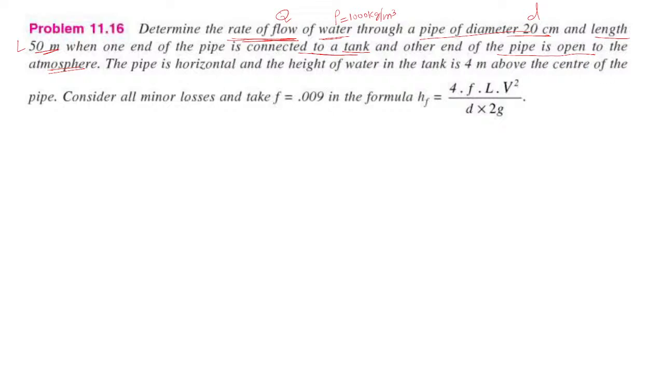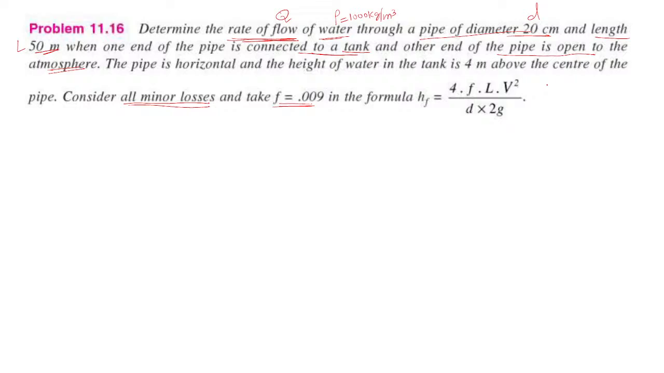Figure is not given in this question. And one more thing they have given, they have asked to consider all the minor losses, right? So we can't ignore the other things, we have to consider it. And take F equals to, they have given the F value. One more important point to take away: if the F value is given, you don't need to calculate it, because this formula is for the major loss.